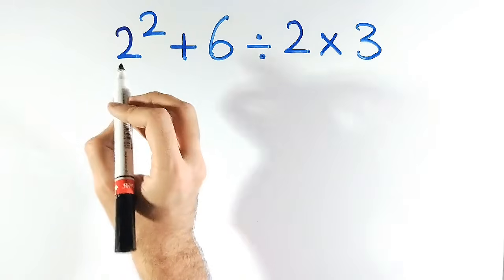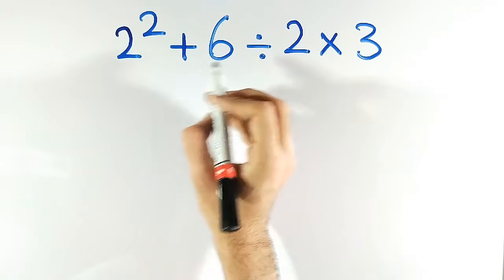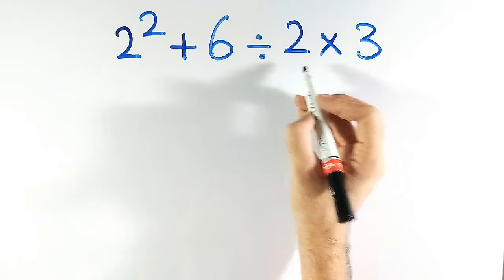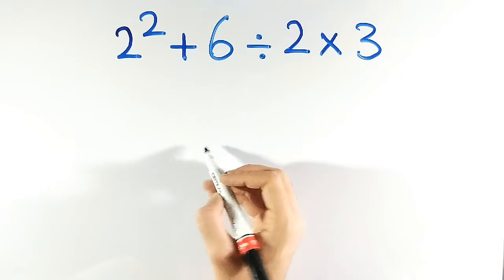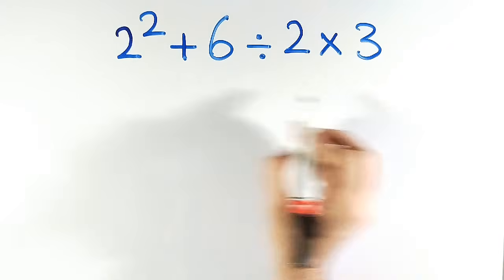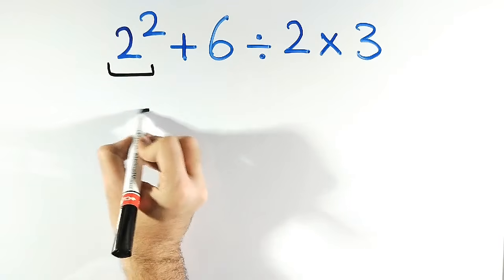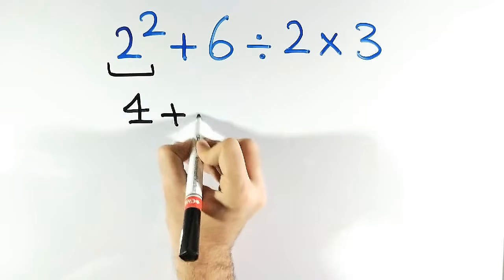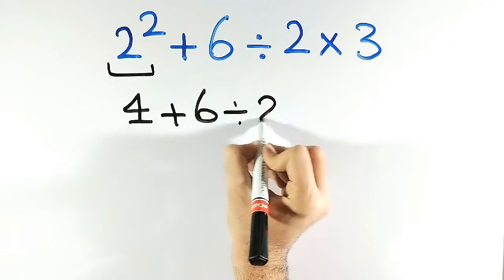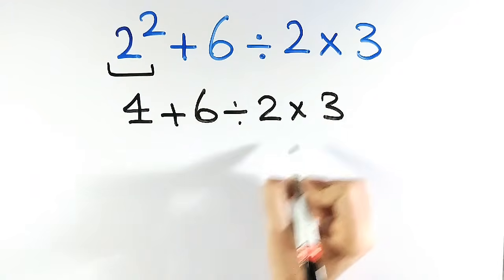What is the value of the expression 2 squared plus 6 divided by 2 multiplied by 3? Many people when solving this question first go for the exponent and instead of this expression they write 4 plus 6 divided by 2 multiplied by 3.